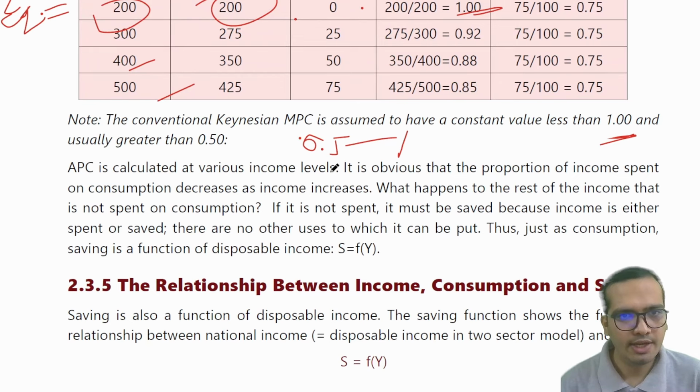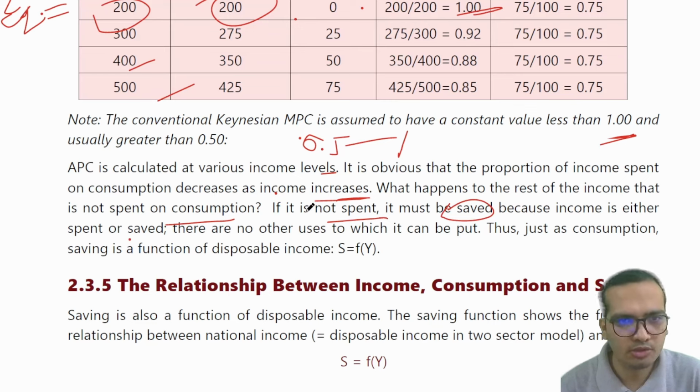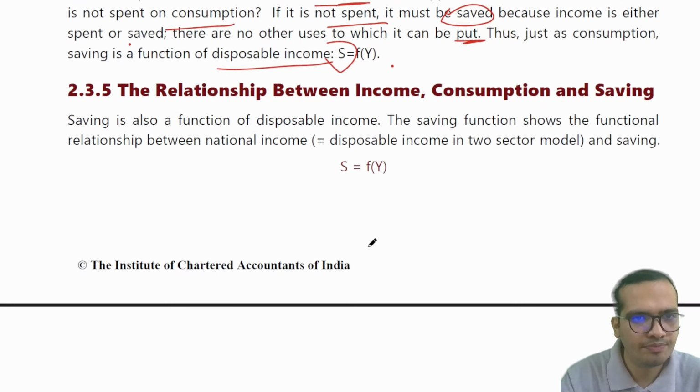APC is calculated at various income levels. It is obvious that the proportion of income spent on consumption decreases as income increases. What happened to the rest of the income that is not spent on consumption? If it is not spent, it must be saved, because income is either spent or saved. There are only two options. There are no other uses to which it can be put. Thus, just as consumption, saving is a function of disposable income. So saving is a function of Y, that is of income.